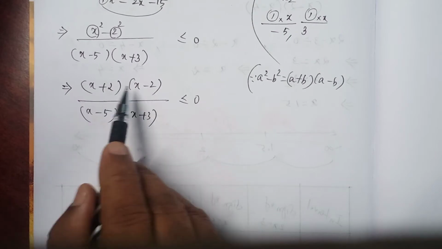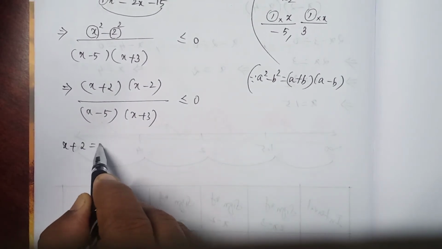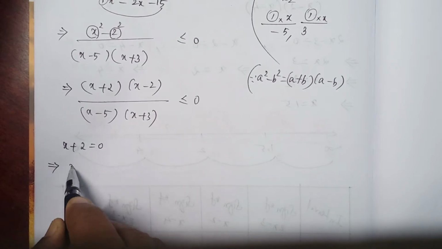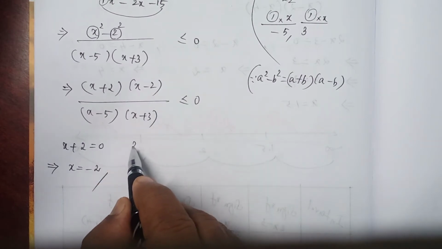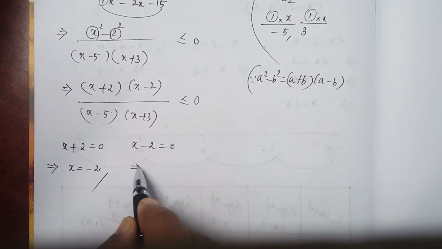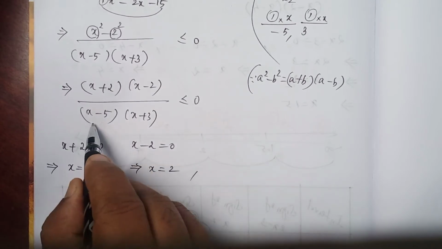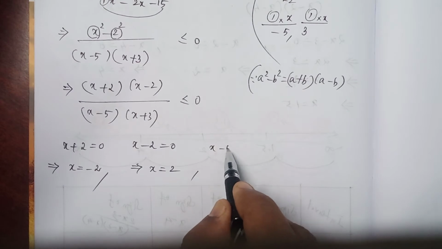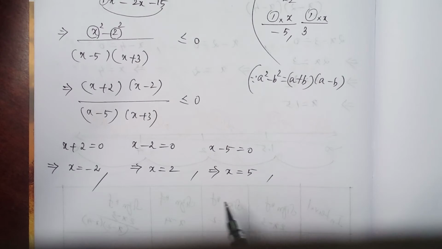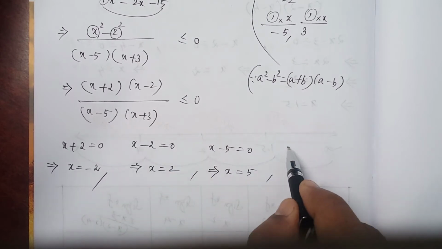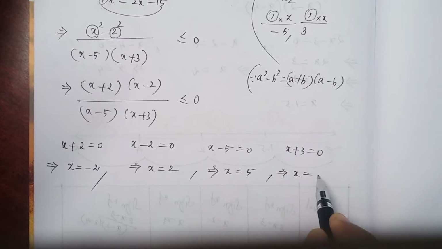Now consider one by one and find the values of x. x plus 2 is equal to 0, therefore x equals minus 2, plus 2 comes to the right hand side as minus 2. Now I take x minus 2. If x minus 2 is equal to 0, therefore x equals 2. Next, x minus 5 equals 0, which implies x equals 5. Finally, x plus 3 taken as 0, x equals minus 3.